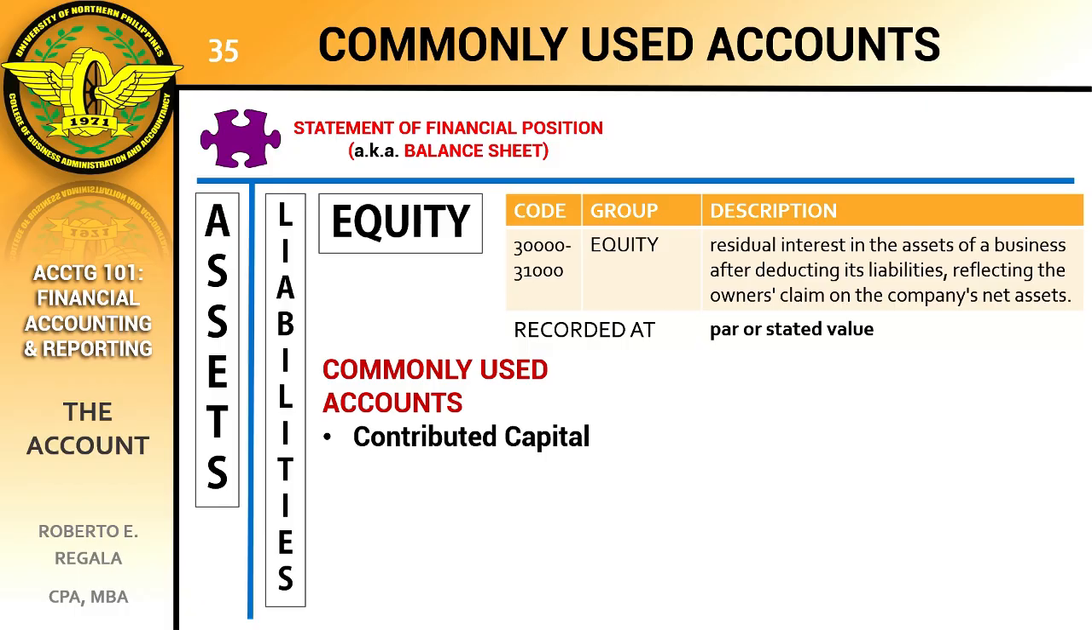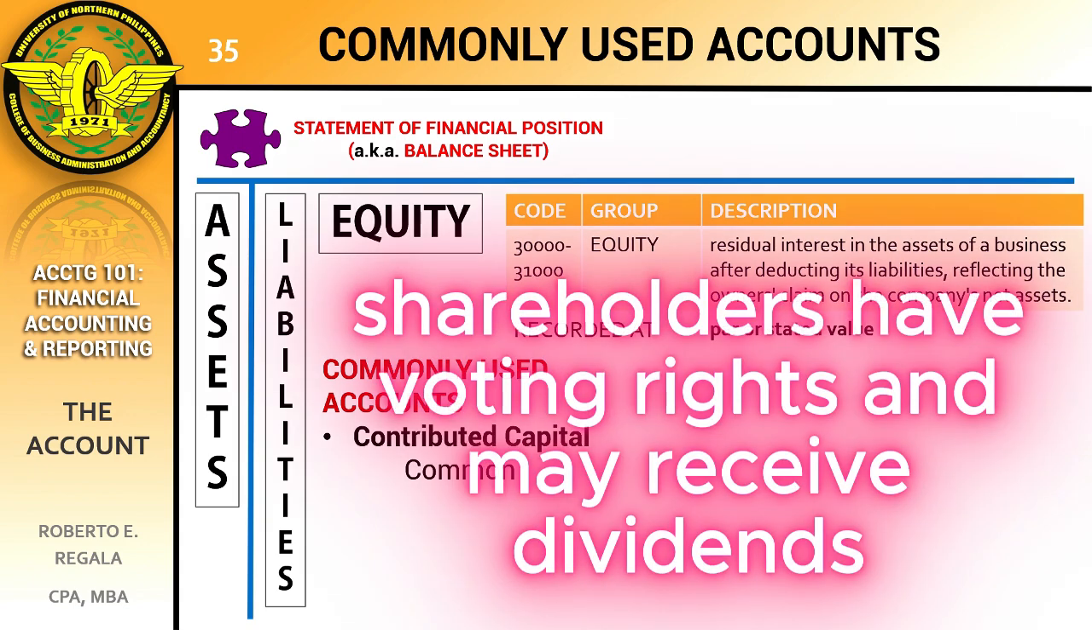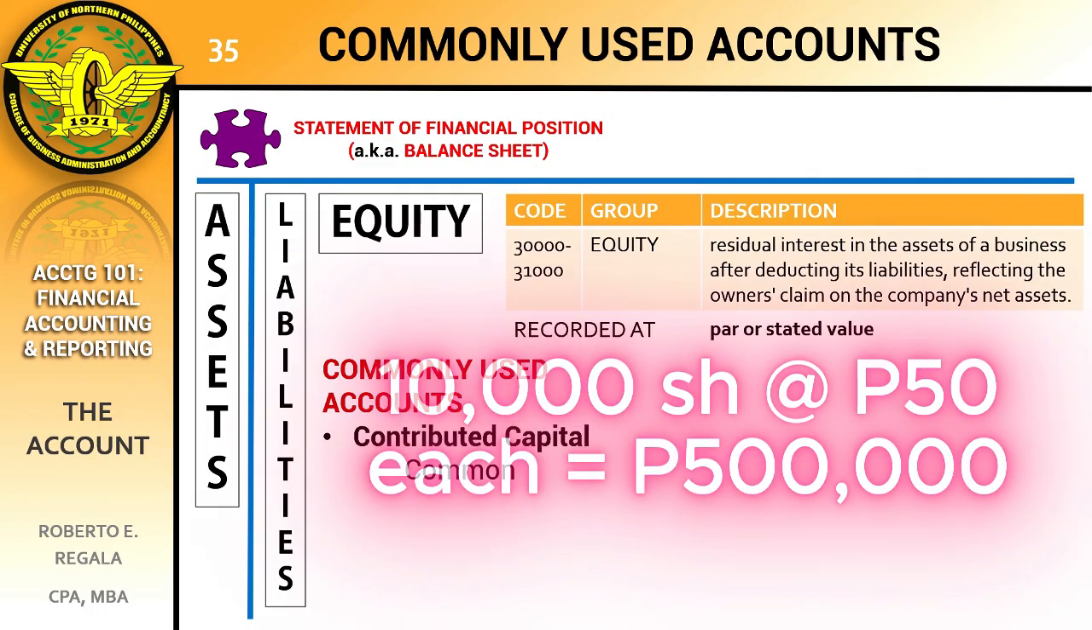Contributed capital may either be common. This is the basic type of equity for corporations and cooperatives, where shareholders have voting rights and may receive dividends. For example, if a corporation issues 10,000 shares at 50 pesos each, 500,000 pesos is recorded as common stock.